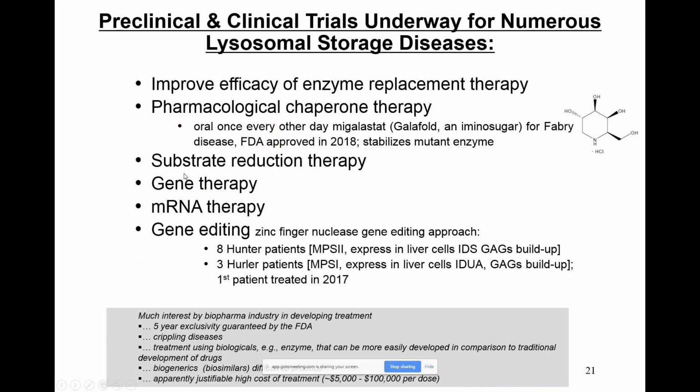There's another approach called substrate reduction therapy. As I mentioned, if certain cell types make a lot of a particular substrate, if you can reduce the biosynthesis, you can help mitigate some of those symptoms. Of course, there are clinical trials and preclinical trials for gene therapy and mRNA therapy. Actually, back in 2017, gene editing using a zinc finger nuclease gene therapy was used on patients with MPS 1 and 2. So we have lots of things that are ongoing to try to treat so many patients that really don't have anything available to them, and we're trying to get to the stage where we could cure the disease by gene therapy.